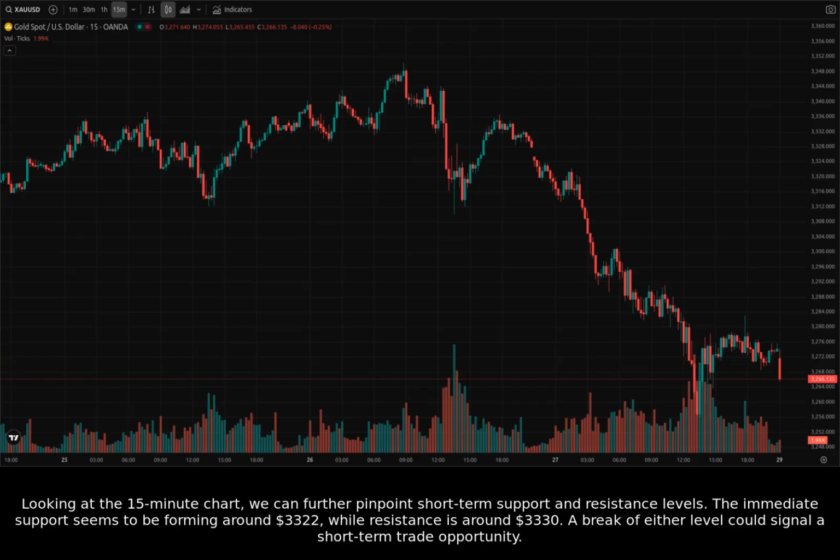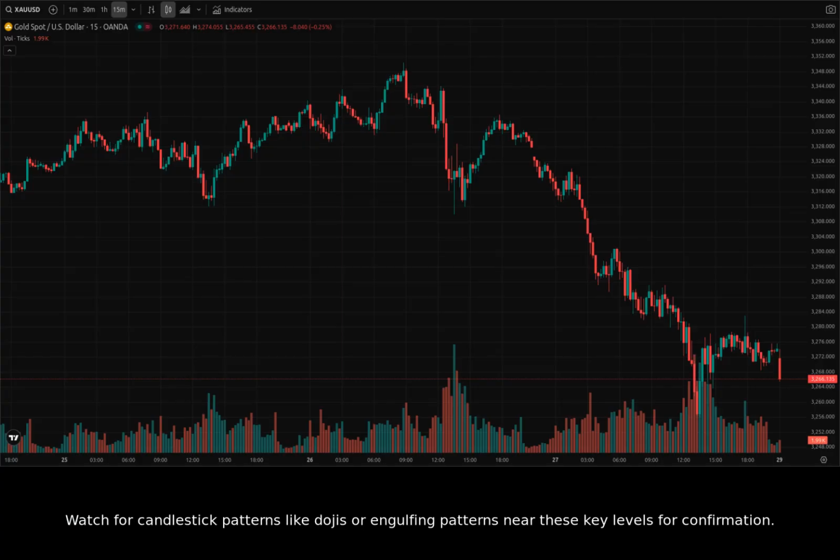The immediate support seems to be forming around $3,322, while resistance is around $3,330. A break of either level could signal a short-term trade opportunity. Watch for candlestick patterns like dojis or engulfing patterns near these key levels for confirmation.